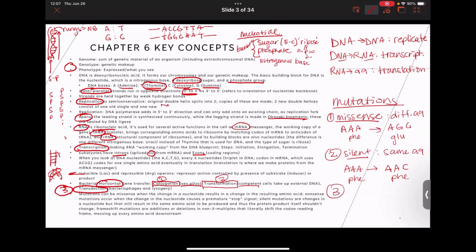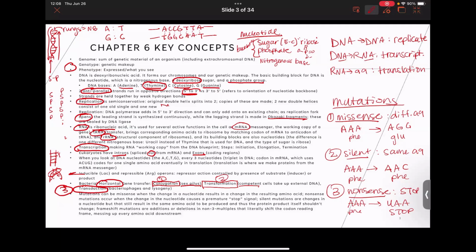The third one is going to be the nonsense. This is whenever you have a stop codon instead. So instead of AAA, maybe you changed and you coded for phenylalanine, now you have gone to UAA, I don't know. And that's a stop codon. It's a nonsense codon. It doesn't code for an amino acid. So that's why it's called nonsense mutation.